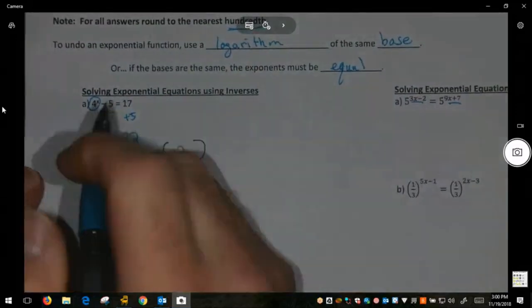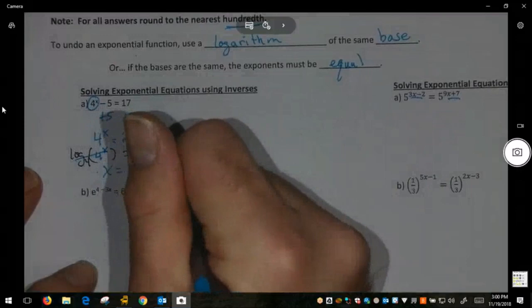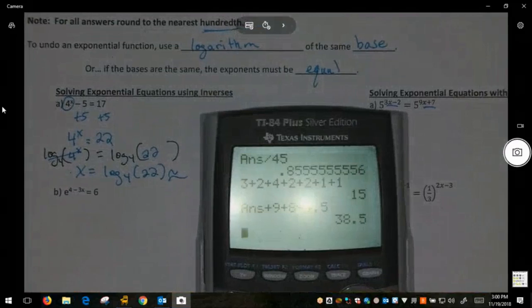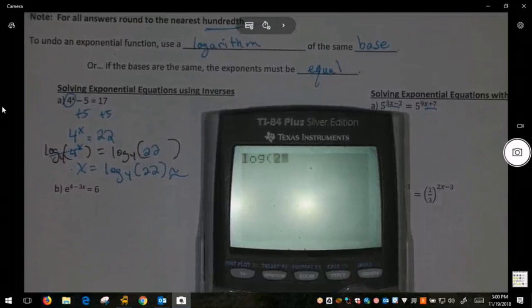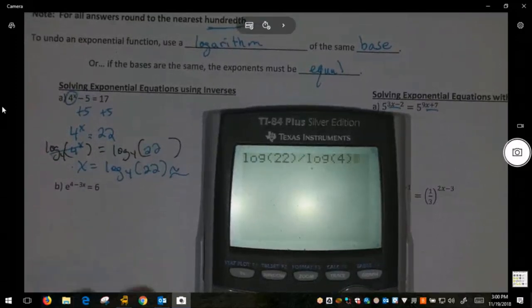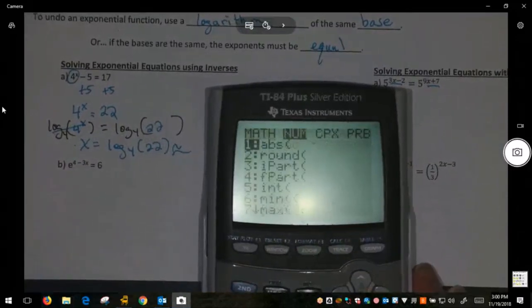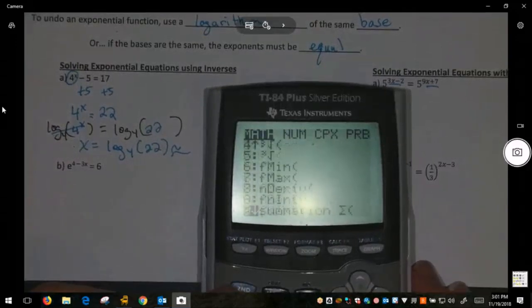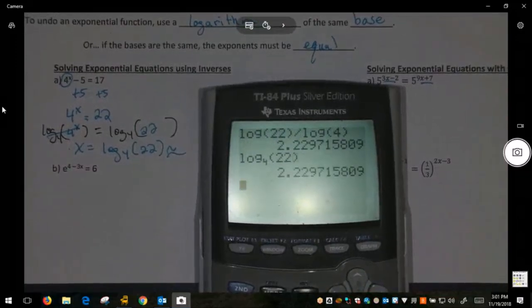Well, using the inverse property, this is just x, and this is exactly equivalent to log base 4 of 22, which if I use the calculator, I don't have log base 4 in here, so I'm going to change the base. Log of 22 divided by log of 4 gives me 2.23. I could have also used the option under math, log base 4 of 22, and it also would have given me 2.23.